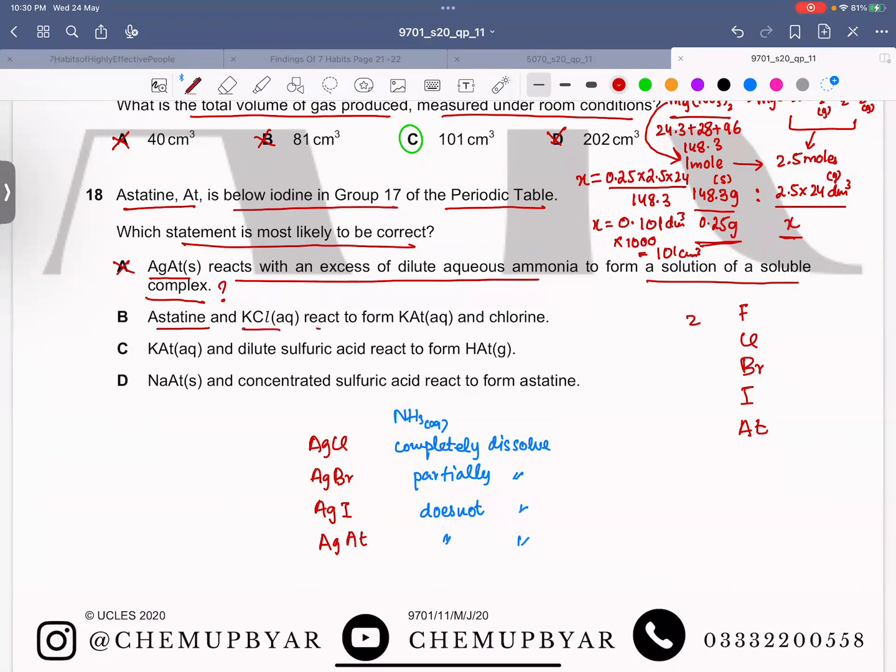Astatine and KCl react to form KAt and chlorine. If we add astatine to aqueous potassium chloride, you see chlorine is above astatine, so this reaction would not take place because astatine is less reactive. Astatine wouldn't be able to displace chloride from its aqueous solution. So B is also wrong. Is this clear? Yes, sir.